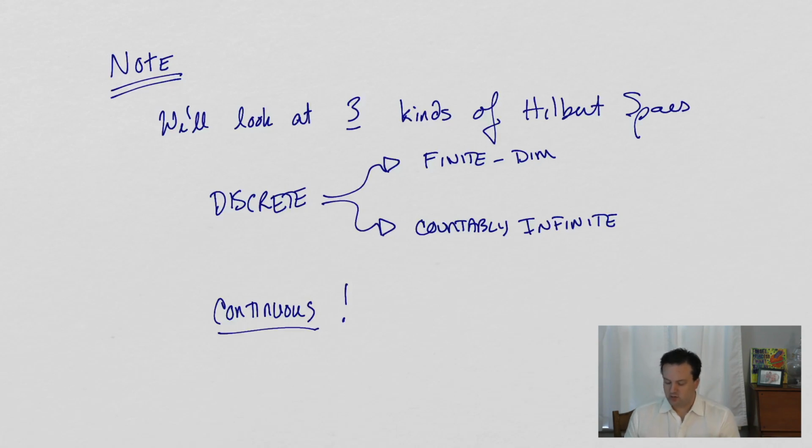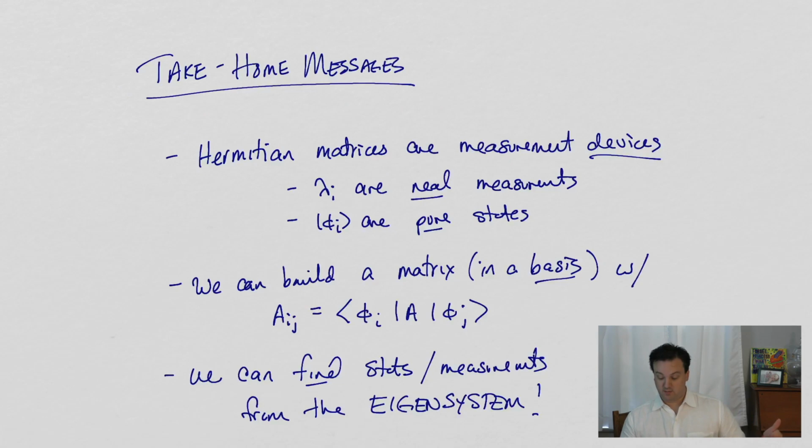Okay, so your take-home messages are Hermitian matrices are the measurement devices. And the eigenvalues are the measurements, and the eigenvectors are the pure states. I have this formula to write down how to calculate the matrix in terms of a given basis. This is really easy if the basis is the basis defined by the eigenvectors of the system you're studying to begin with, although in principle I can do it for any operator.